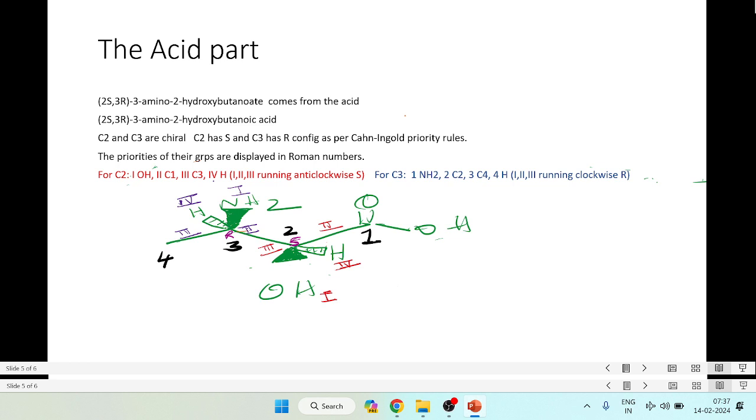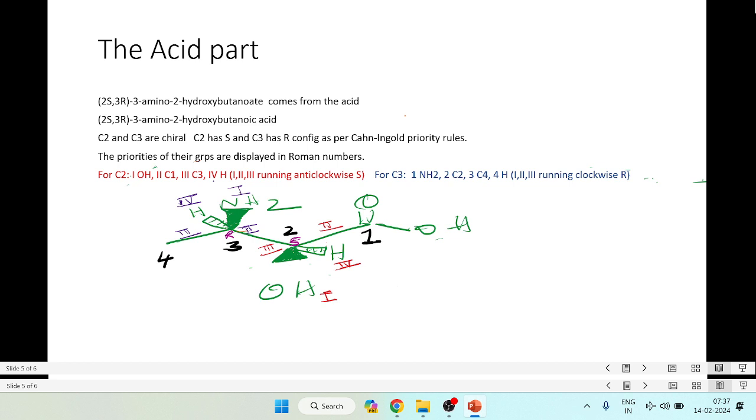The priorities of the groups are displayed in Roman numerals. For C2 it is in red. You can see that for C2, the first priority group is OH, second is C1, third is C3, and fourth is H pointing away from us. 1, 2, and 3 are running anti-clockwise, and hence this is an S configuration.